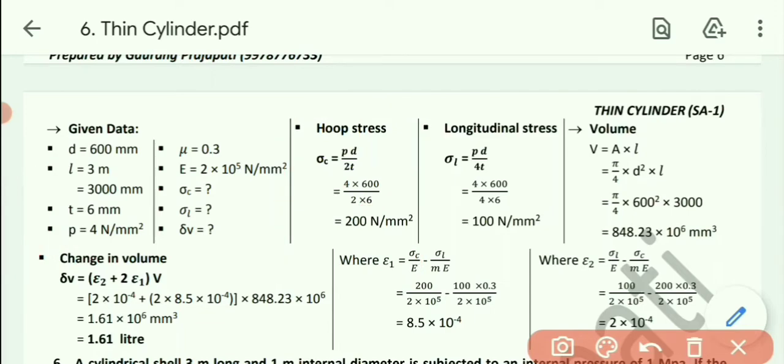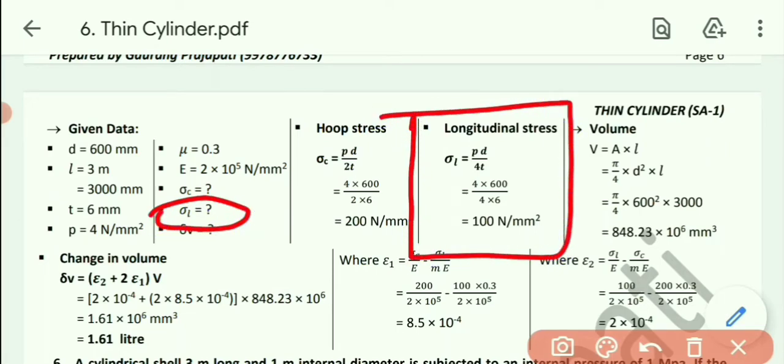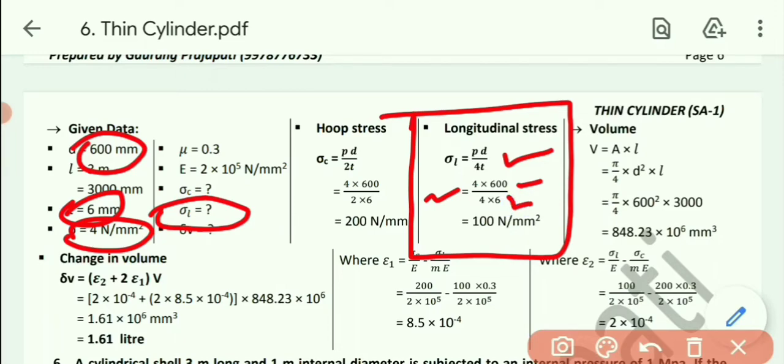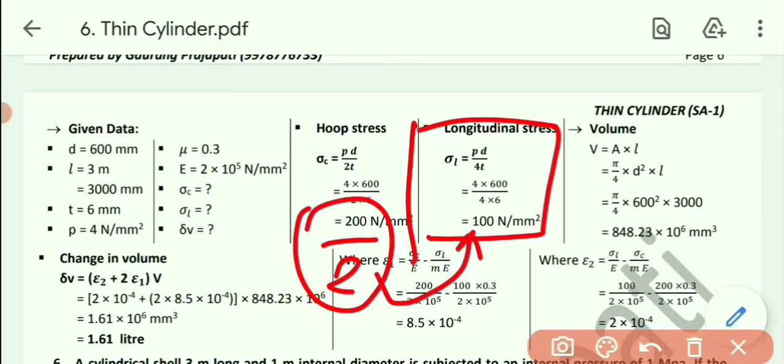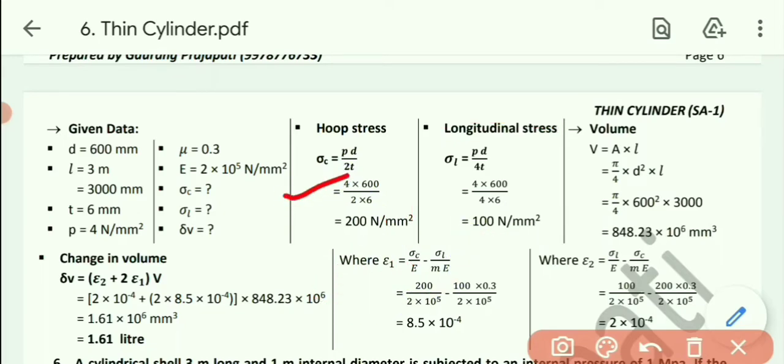Then another term, sigma L, longitudinal stress. Let's put down its equation. Sigma L equals PD divided by 4t. Now P is 4 Newton per mm square, diameter is 600, 4 into 600 divided by 4 into thickness 6. By simplifying this term, we get the answer 100 Newton per mm square. And earlier also I told you sigma L will be sigma c divided by 2. If we do 200 by 2, we get this answer. So we have got the value of sigma c as well as sigma L. So these 2 unknowns have been found.